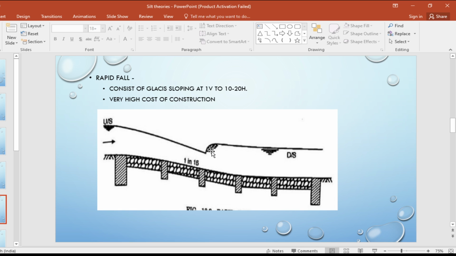Such falls were provided on western Yamuna Canal. The Augie Fall is constructed on Ganga Canal. Rapid Fall is provided on the western Yamuna Canal.